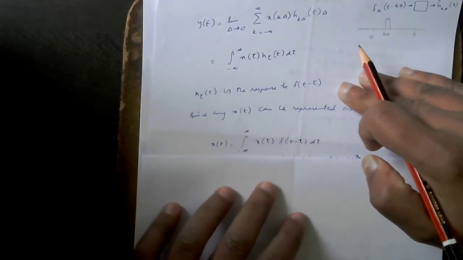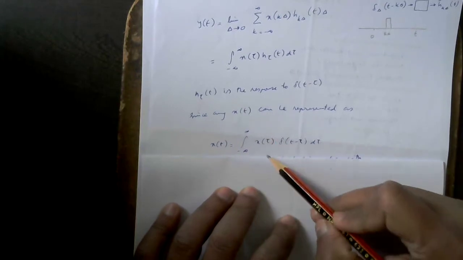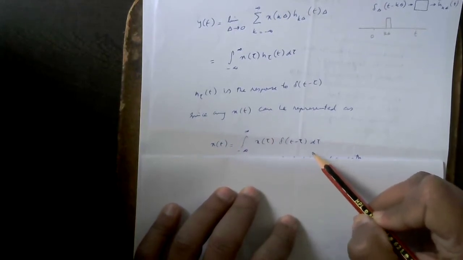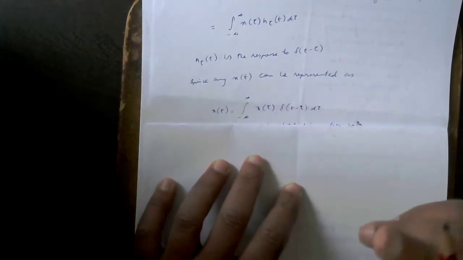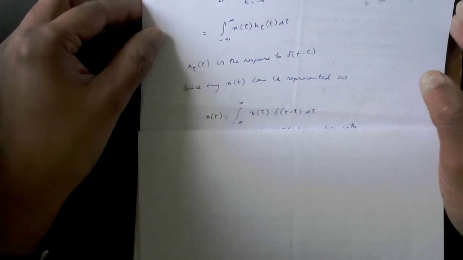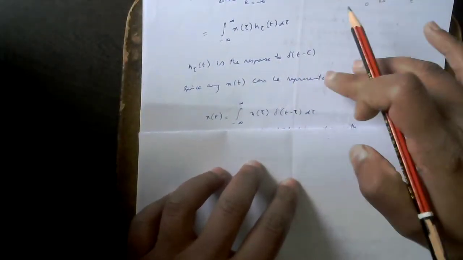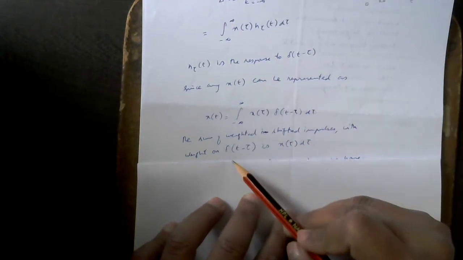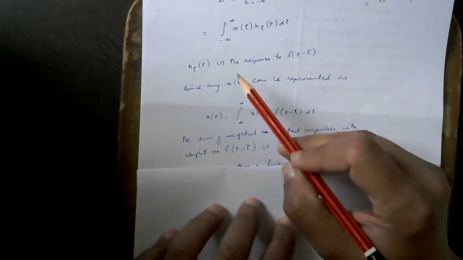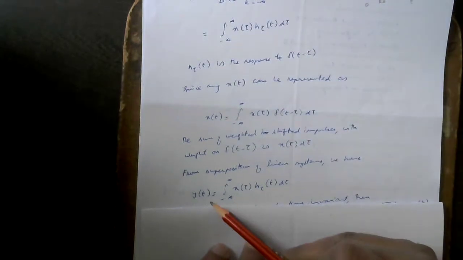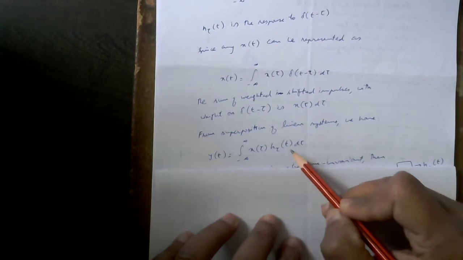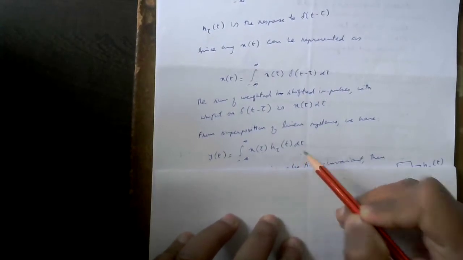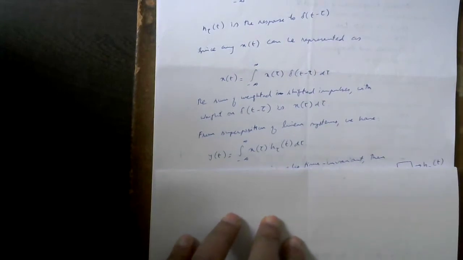So from the previous argument, any x of t can be represented as the integral of x of tau delta of t minus tau d tau. So we saw that any given x of t can be represented as a scaled and shifted integral of delta functions. The output will now become y of t, which is the integral from minus infinity to infinity of x of tau h tau of t d tau. Okay, so this is exactly the parallel build-up of the discrete time case.